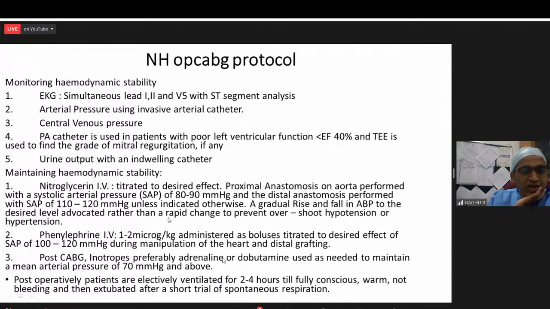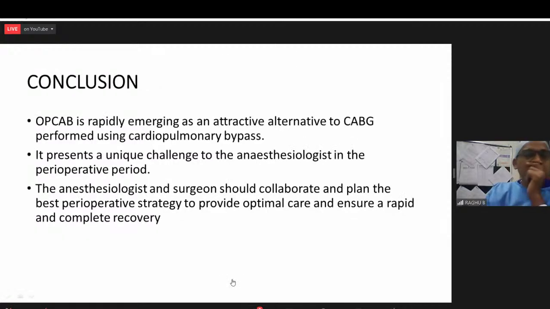Post surgery, inotropes preferable are adrenaline or noradrenaline or dobutamine to maintain a mean arterial pressure more than 60. Postoperative patients are ventilated for 2 to 4 hours until they are fully conscious, warm, with no bleeding, and then extubated after a trial of spontaneous respiration.